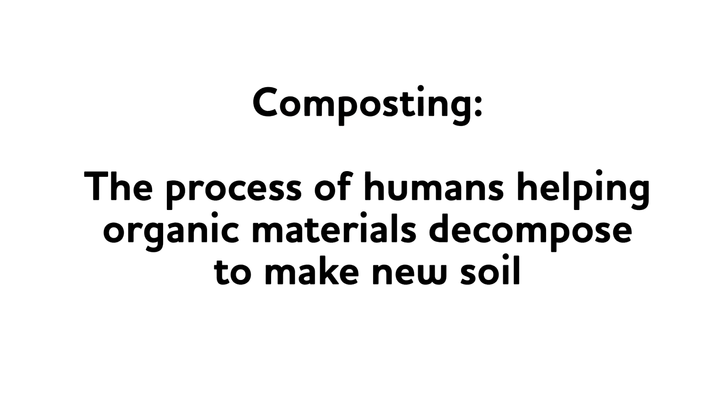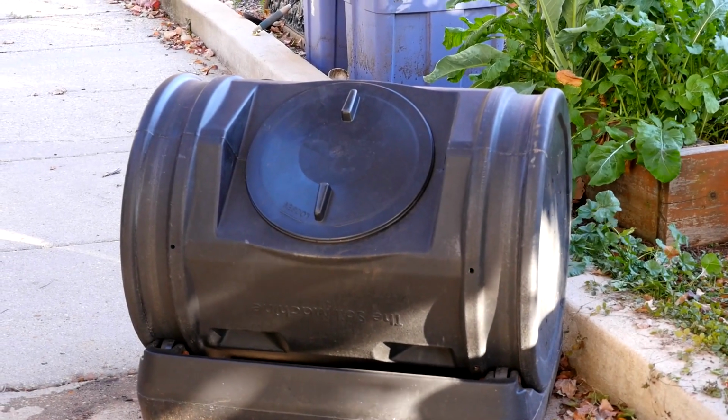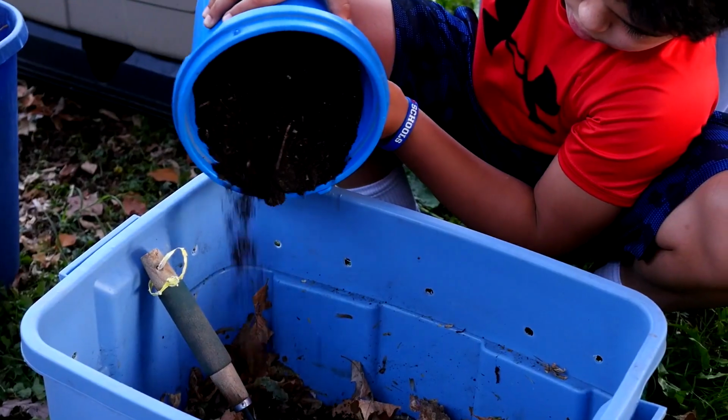Now, there are a few different ways you can compost, and we'll explore those in just a minute. But for this lesson, we need to think about composting as the process of humans helping organic materials decompose to make new soil. That sounds like a lot, doesn't it? Well, let's take a look at how it works. As I mentioned, there are a variety of different ways to compost. Right now, I'm going to show you the two most common methods that people use at home or at school. One uses a tumbler, the other a bin to which we add worms.